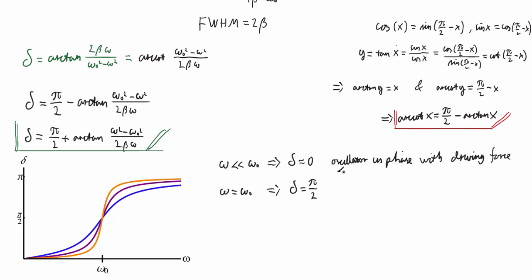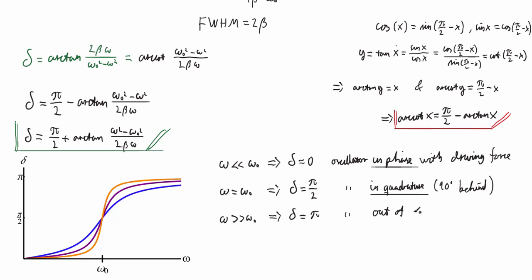If we are at the resonance frequency, then the phase difference between them is 90 degrees. Then instead of being in phase, we say that we are in quadrature. Essentially the actual oscillator is 90 degrees behind the driving force. And if the frequency is well above the resonance frequency, then the oscillator is out of phase with the driving force.